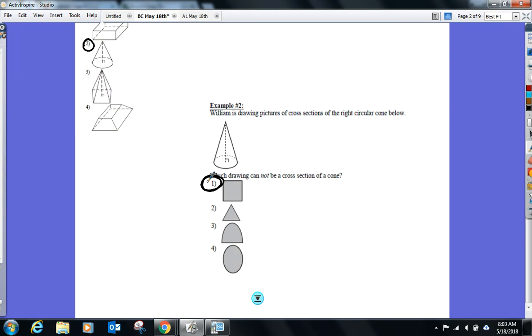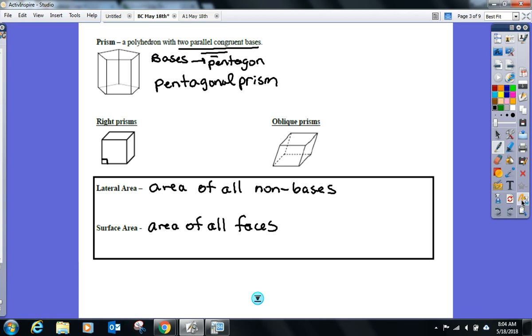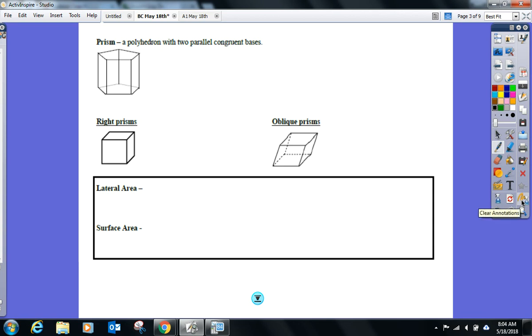Because now I'm going to go on to some area stuff. All good with cross sections, faces, edges, vertices. All right, here we go. Here's the big topic for today. We're going to take prisms and cylinders, find lateral and surface area. All right, lateral and surface area.